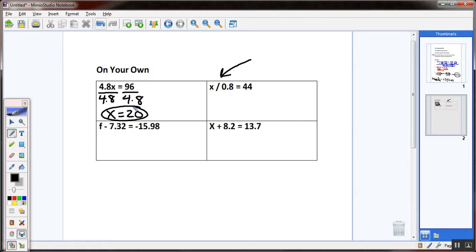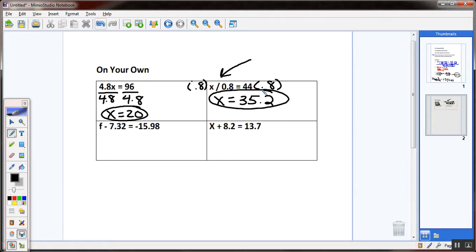Okay, somebody different. Next one, top right. X divided by 0.8 equals 44. So take that, times it by 0.8. So I'm going to multiply by 0.8 on the right and the left. Wesley, what did you get for an answer there? 35.2. I agree. How many had 35.2 for that one? Excellent.